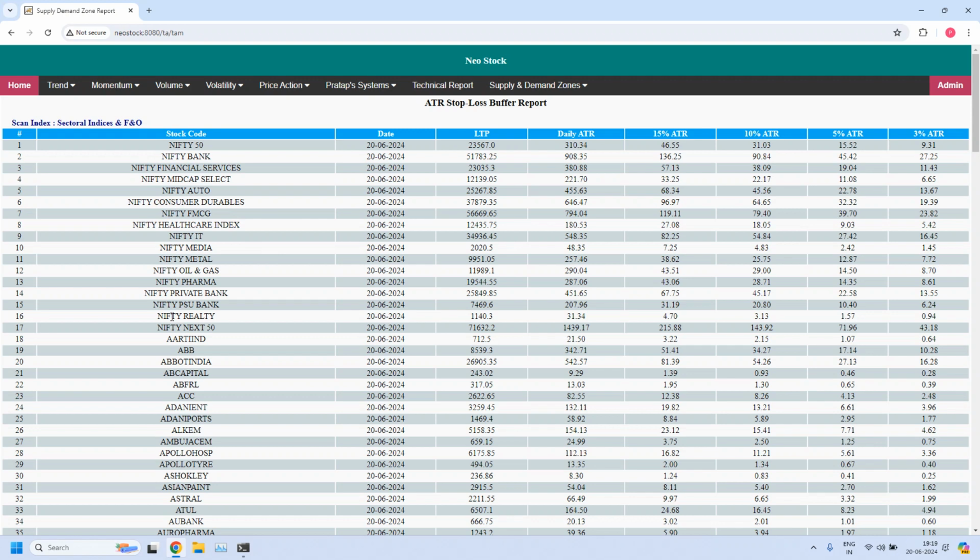First 17 in this list are indices, sectorial indices. Remaining all are equity stocks. But we have filtered from F&O category. So this is the daily ATR, and remaining columns are indicating for different income trades.